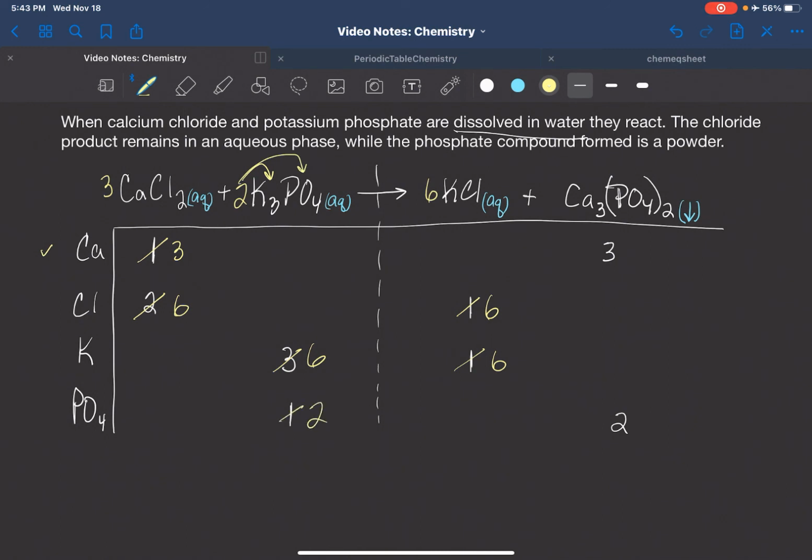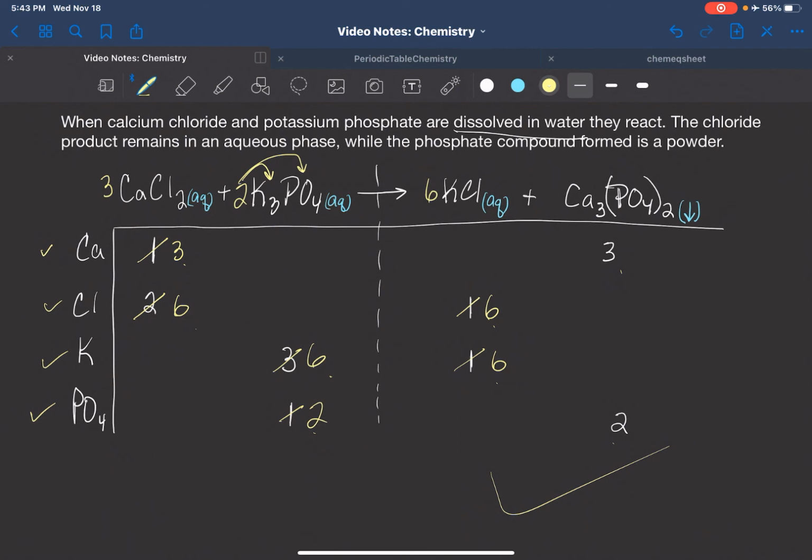So now we've got 2 and 2, check. 6 and 6, check. 6 and 6, check. 3 and 3, still in check. This reaction is done. It is now balanced.